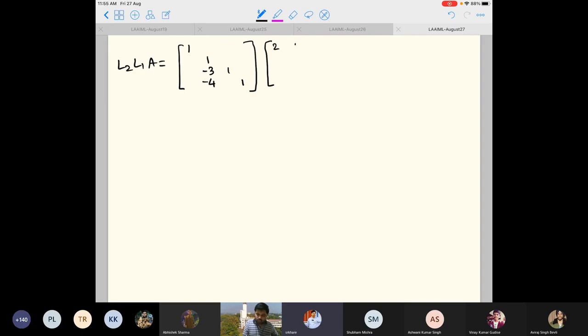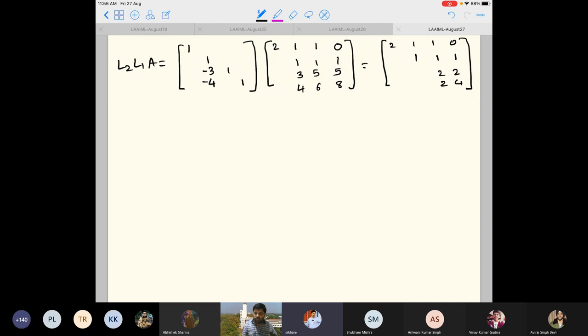So L1A is 2, 1, 1, 0, then 1, 1, 1, 3, 5, 5, and 4, 6, 8, right? So this is what I have. If I multiply these 2 matrices, what would I get? I get 2, 1, 1, 0, then 1, 1, 1, which is not changing, and now I'll get 2, 2, 2, 4. Do you see? This is what is really happening. These 3 zeros were already there. You introduce these 2 extra zeros.